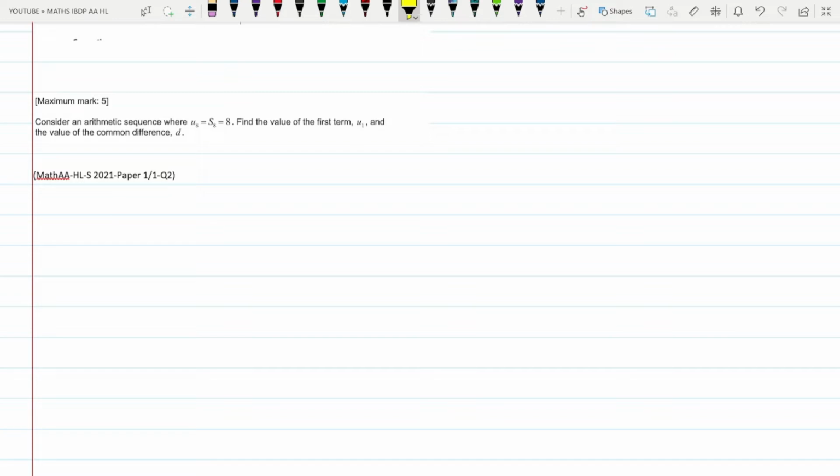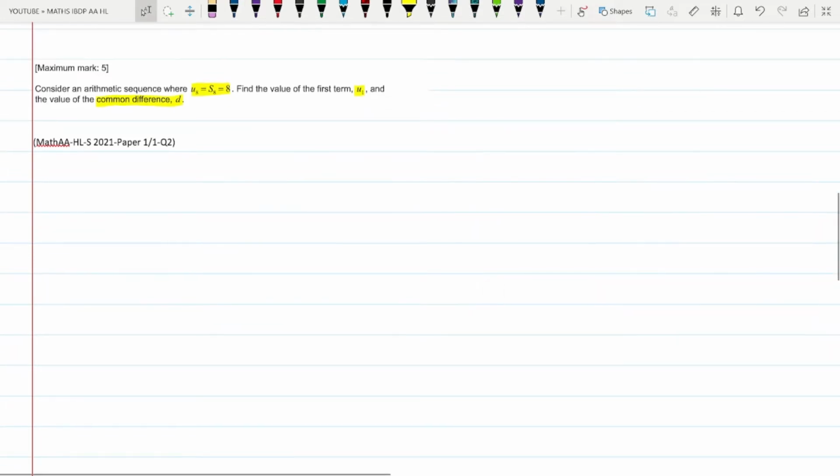Consider an arithmetic sequence where U8 equals S8 equals 8. Find the value of U1 and the value of the common difference d. If S8 is equal to 8, then n upon 2 times (2a plus (n minus 1) times d), where a is the first term. This is the formula for the sum of all terms in an arithmetic sequence.